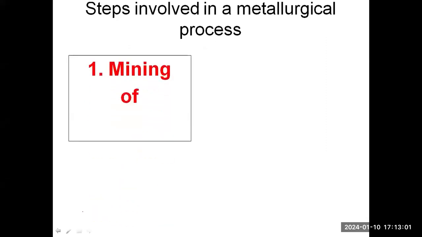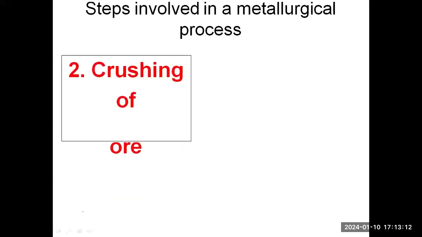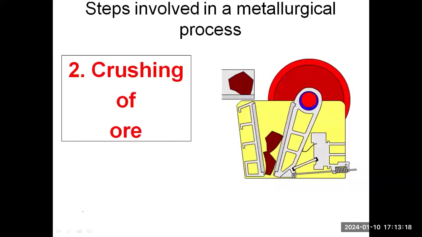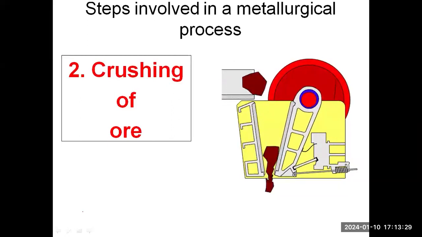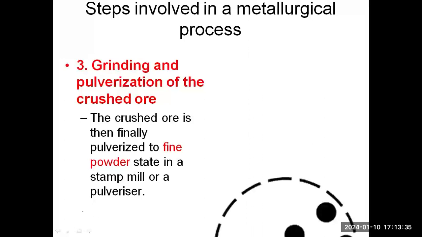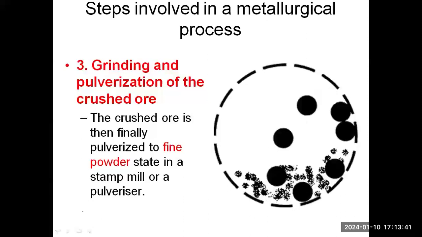The first thing is mining out the ore of the soil. These huge machines are there which take out the ore from the soil, and then the crushing of the ore is done. Sometimes the ore is in huge boulders form or rock form. So it needs to be crushed into powdered form. So these are the machines which crush these rocks into smaller particles. It still is not in the powdered form. So we have one more machine here, which is called pulverizer, which grinds the small pieces into powdered form.